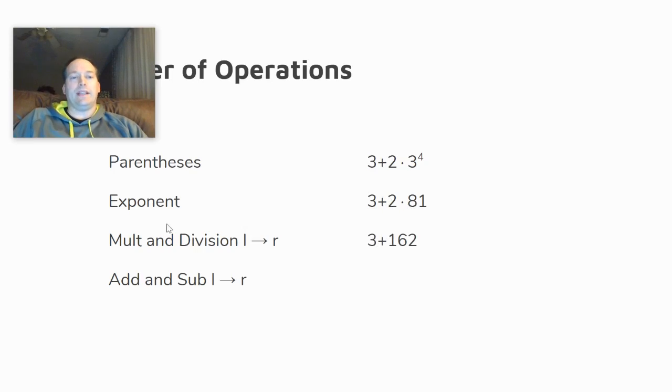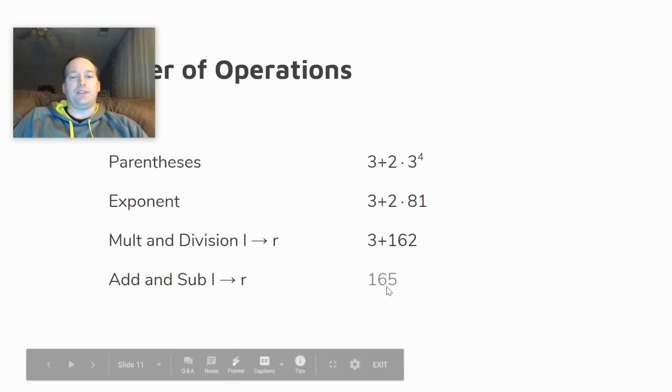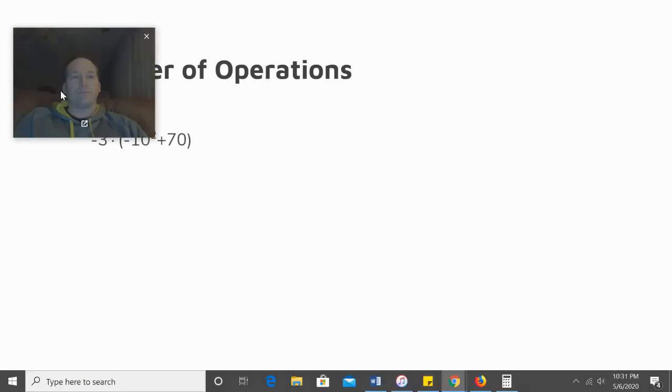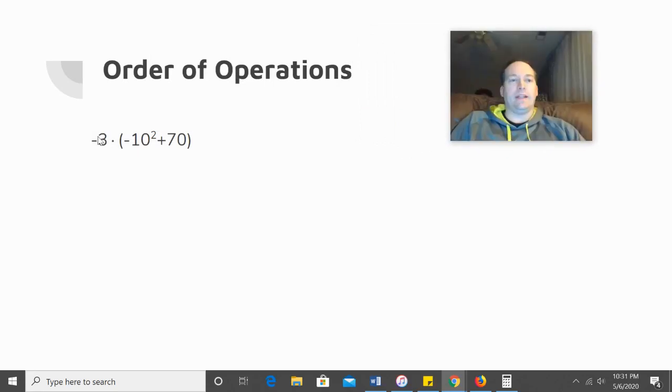Then the next thing is multiplication, because I have addition and multiplication. Multiplication always gets done first. So 2 times 81 is 162. Finally, I do my addition. I get 165. The next one is this one, negative 3 times, parentheses, negative 10 squared plus 70.